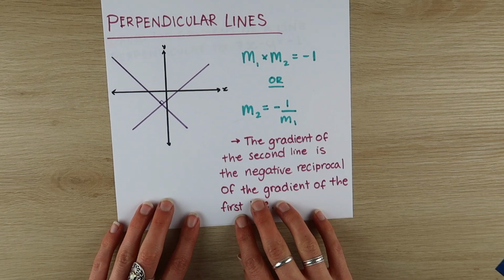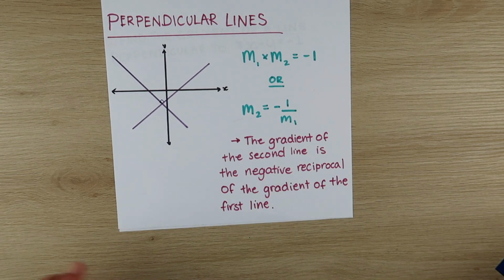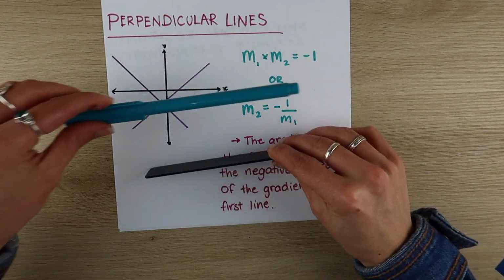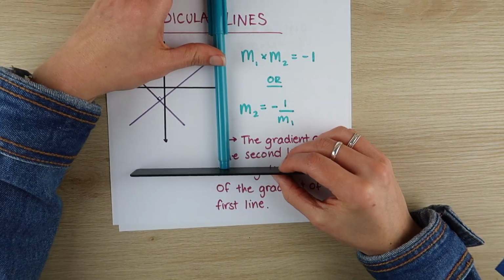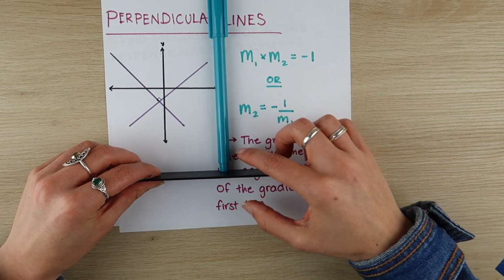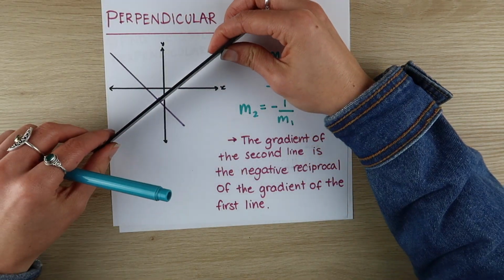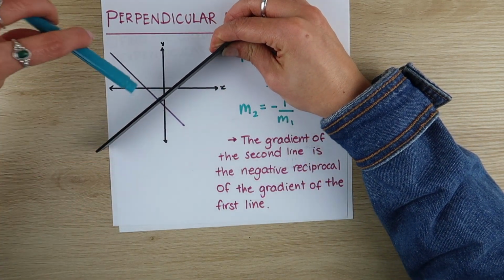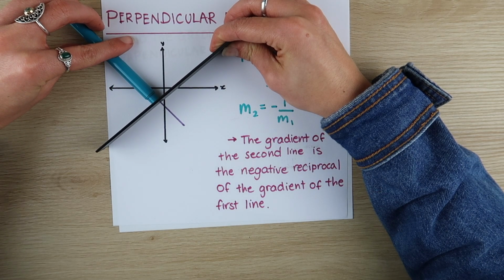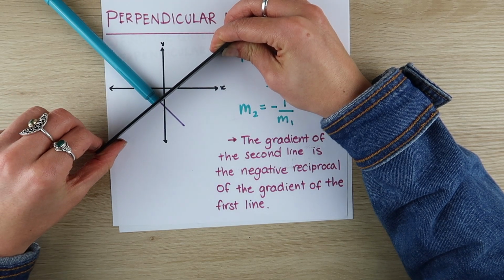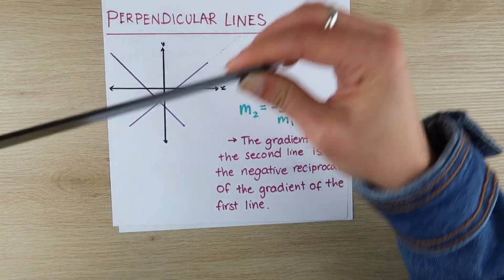For perpendicular lines, that is when you've got something that looks like this scenario. So see how the pen makes a 90-degree angle with the ruler? So that is the case that has happened here along this line. And the second line sits perpendicular to the first line.